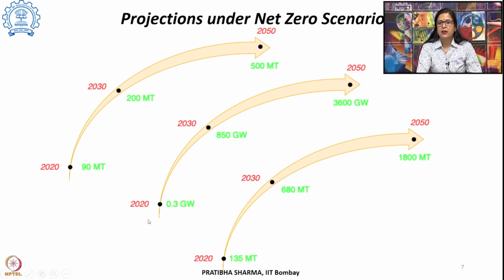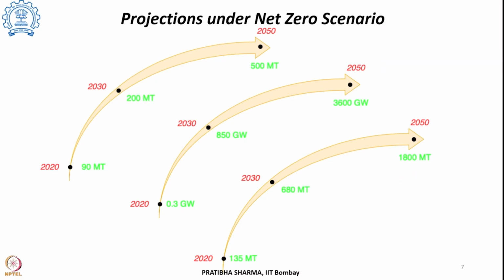At the same time, when it is net zero scenario, the fossil fuel plants needs to be integrated with CCUS. So carbon dioxide capture will be required. Currently the status is 135 million tons of CO2 is abated with using CCUS at the production plant site, which will grow in 2030 to 680 million tons, and in 2050 it should grow to 1.8 gigatons or 1800 million tons of carbon dioxide per year.